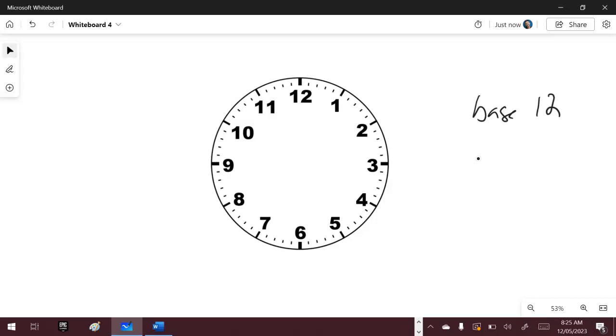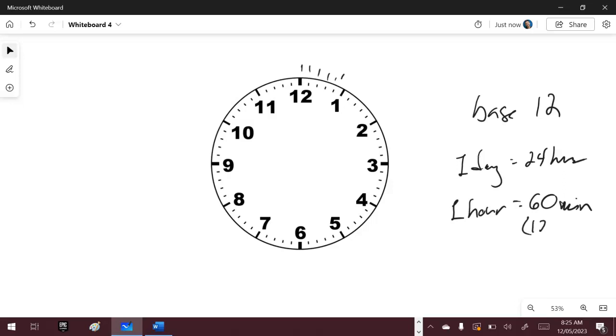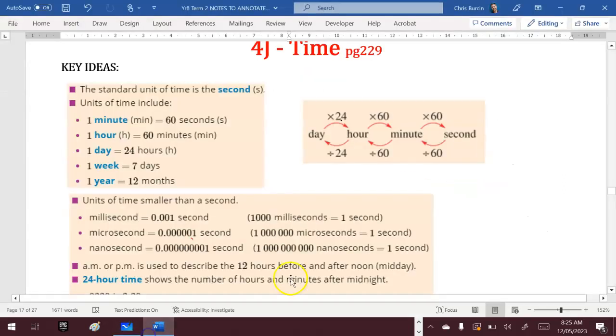Everything is 12s. So one day is 24 hours, and 24 hours is 2 sets of 12. And if you count all of these little minutes, 1 hour is 60 minutes. So not a multiple of 10, but it is a multiple of 12. Okay, so there's some logic to it, so let's go back to the notice booklet.